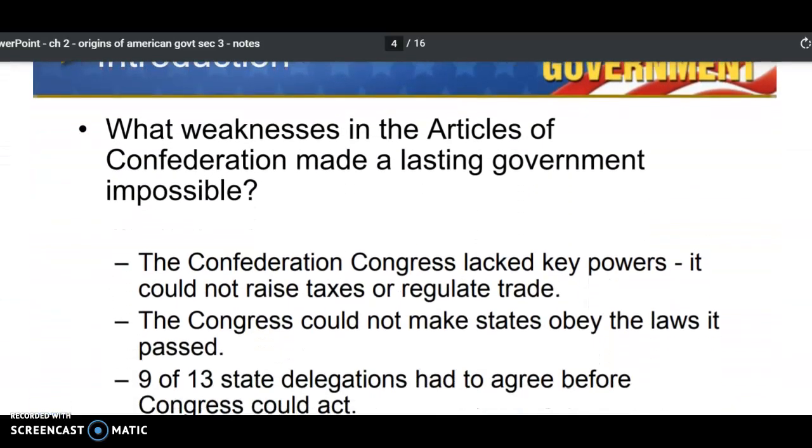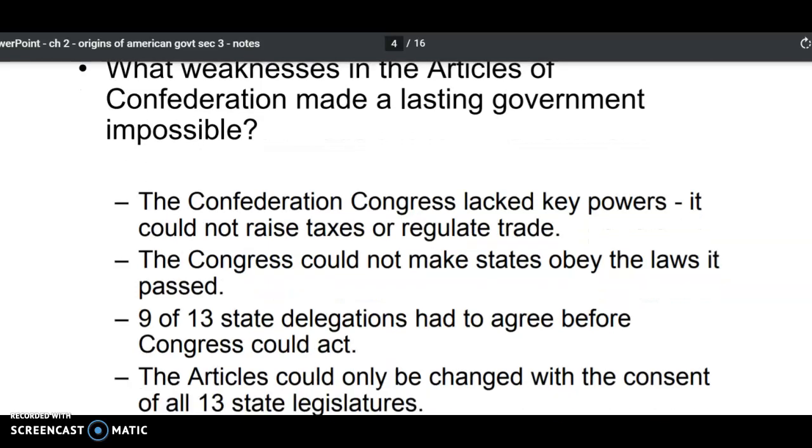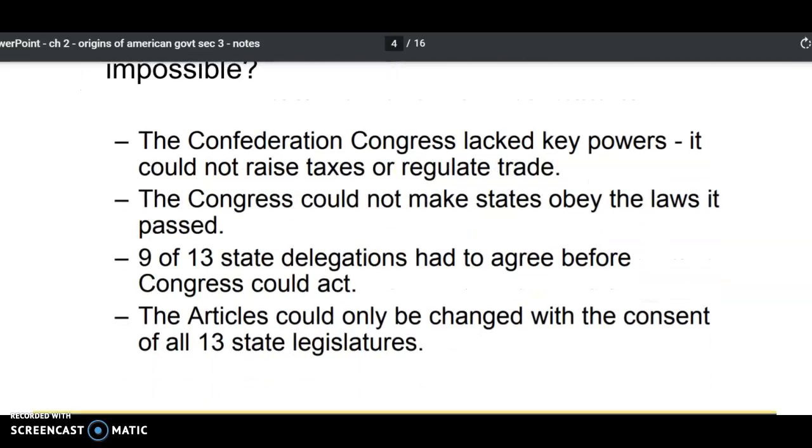All right, so this was your focus question for Section 3 that you should have answered on the discussion board: the weaknesses of the Articles of Confederation that made a lasting government impossible. Here are some of the answers you could have written. Congress lacked key powers. It could not raise taxes or regulate trade. The Congress could not make states obey the laws it passed. 9 out of the 13 states had to agree before Congress could act.